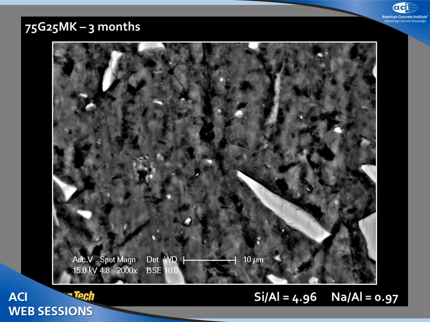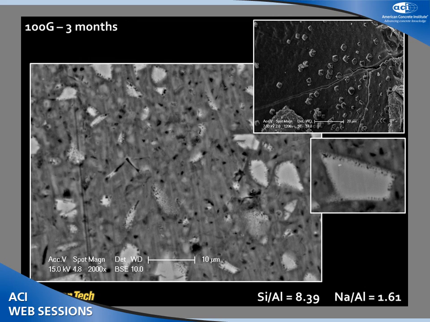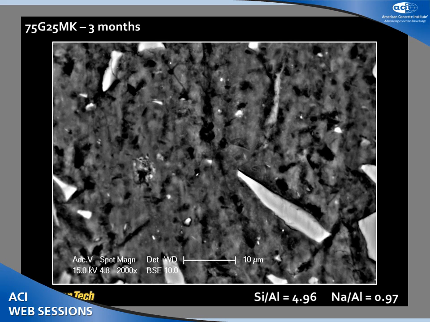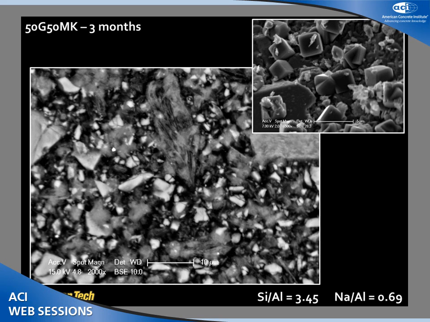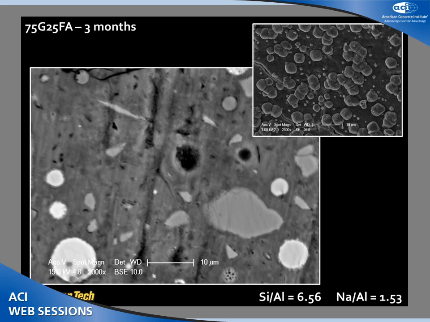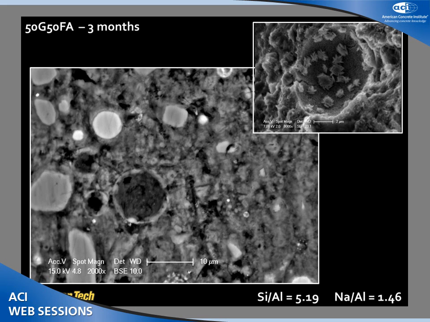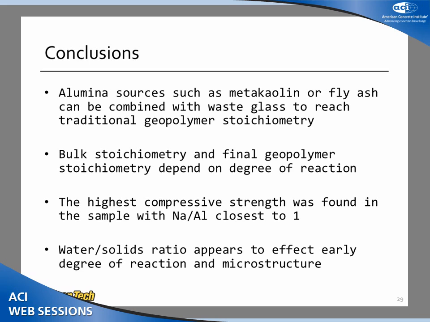Here's the mix that ended up with the highest compressive strength, and that reaction rim around the glass is missing. To me, this one looks like it would be stronger than this one, but this one ended up being the 50-50 metakaolin mix, and there's not a whole lot there holding anything together. The zeolites were cubic, I think zeolite A. The fly ash mixes look pretty good, but again, they didn't have the strength that the higher glass mixes did. And as you add more fly ash, there's a little bit less density in the microstructure.